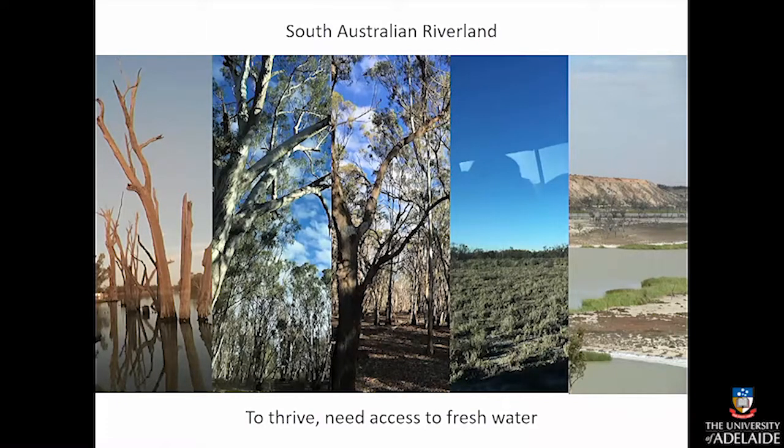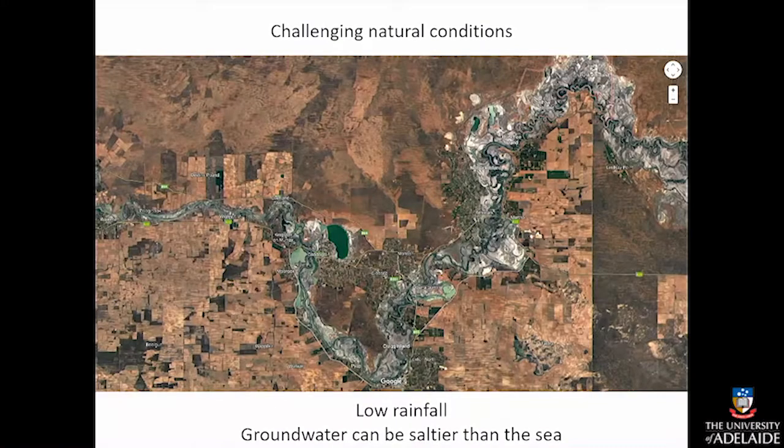However, if we have a look at the landscape through there, and this is just straight off Google Maps, you can see that it's kind of brown. These are quite challenging natural conditions for most species of tree. The mallee, of course, thrive. But for other species, you probably want to be closer to a freshwater source, such as a river, as you can see here. But yes, low rainfall.